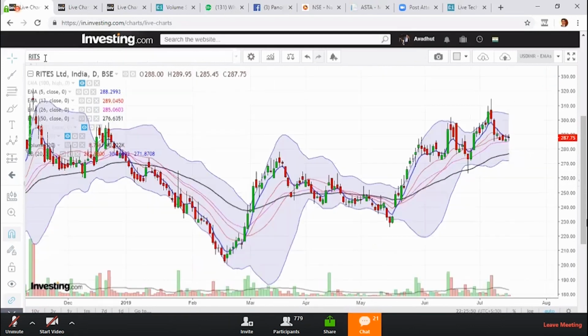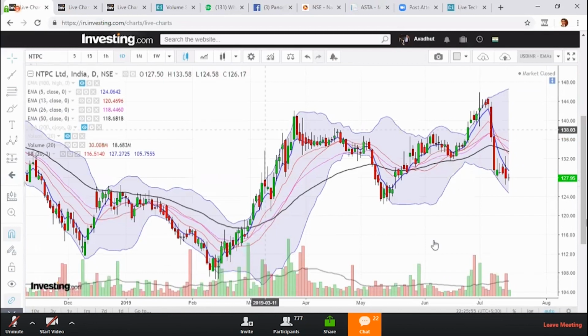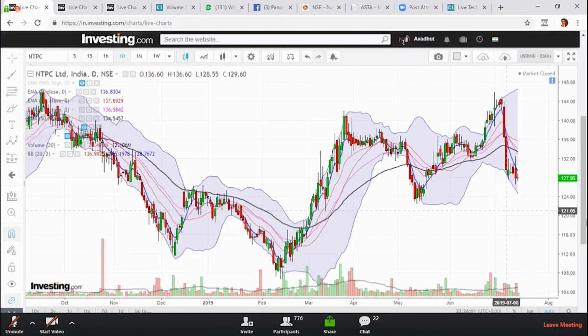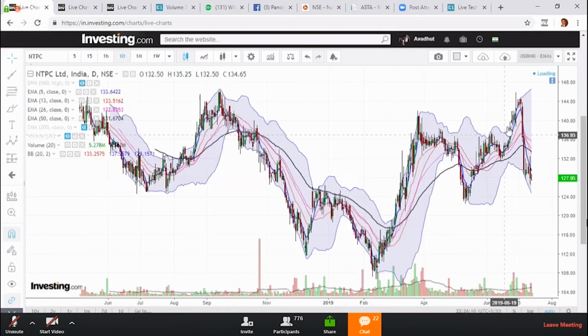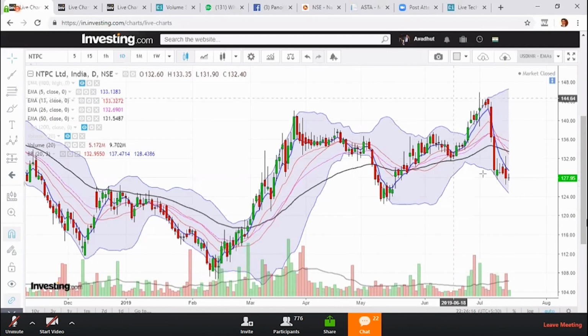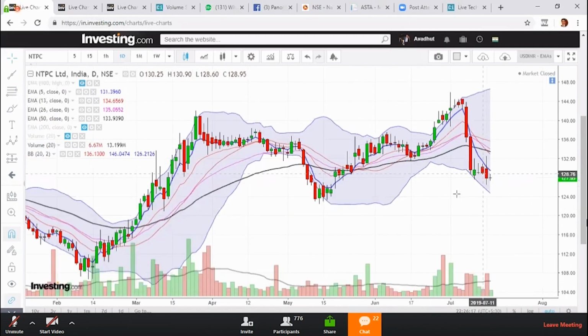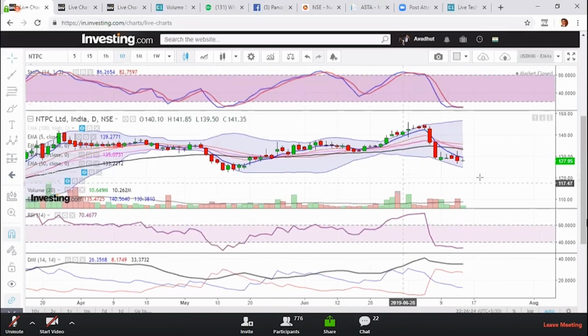NTPC is one which may surprise people. This has fallen recently, of course, but has come to good levels. See, these kinds of stocks, you should never chase them. Never ever chase them. Big rallies are always followed by sharp falls, and sharp falls are always followed by swings again. So this is a good trade for a swing trader. You go for oscillators. When the oscillators give a buy and when the price action gives a buy, you can buy that.